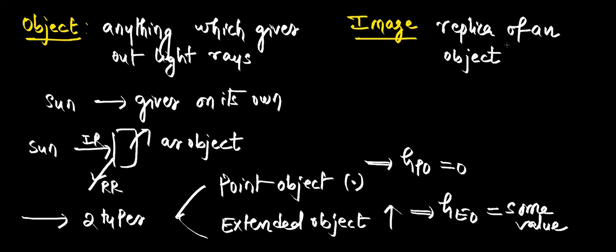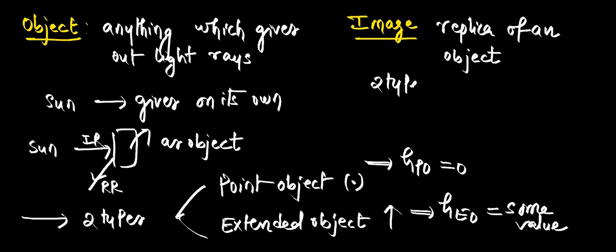Similarly, if you look into the mirror, the mirror will show you yourself only, right? It's a copy paste of yourself. If you show a pen, the image is also of a pen. If you show a pencil, the image is also a pencil. So it is actually a copy paste of the object. The replica of the object is called an image.